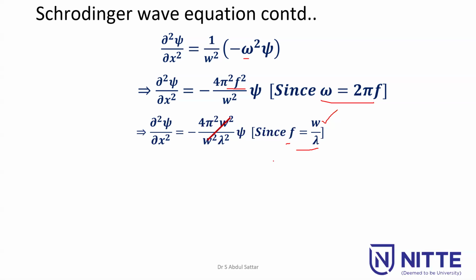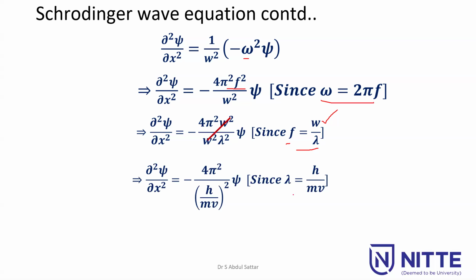We know λ is the de Broglie wavelength and is equal to h by mv. So we are replacing λ with h by mv. So λ² becomes (h/mv) whole square, that is h²/m²v². This m²v² will come here. Then the equation becomes ∂²ψ/∂x², I will take it to the left-hand side, that becomes plus 4π²m²v²/h² ψ.